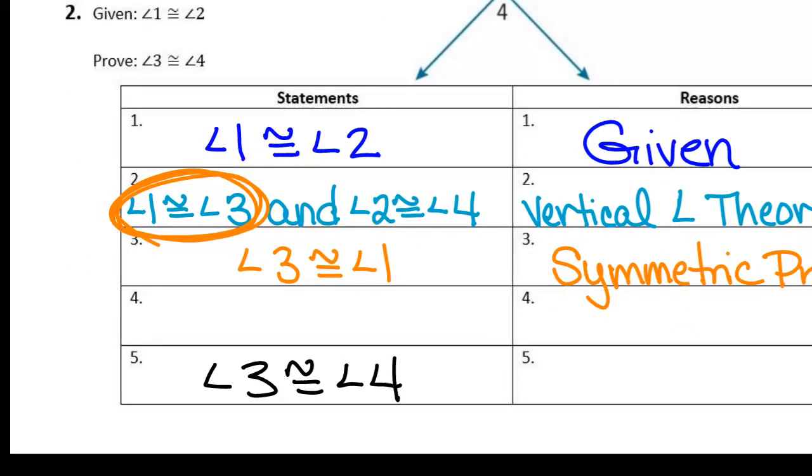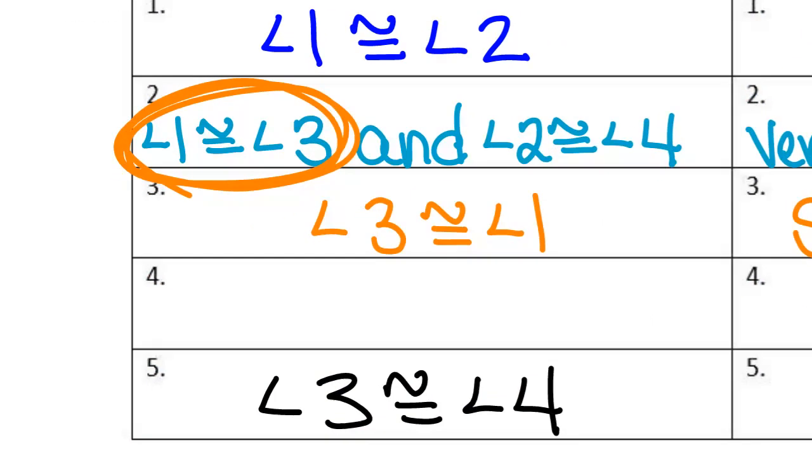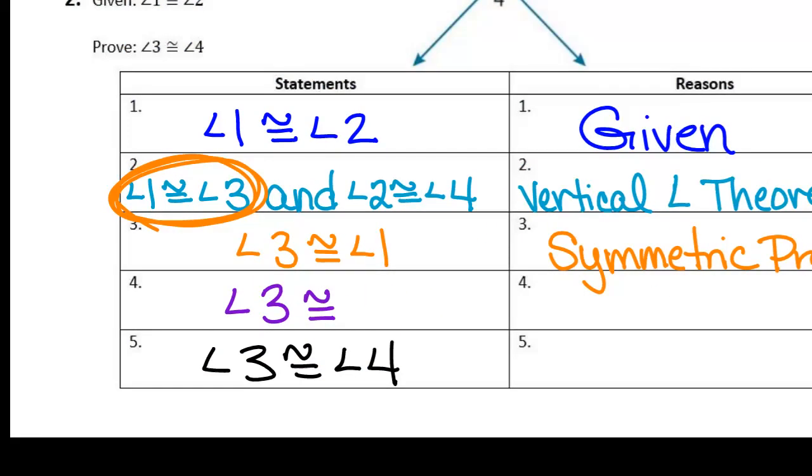Symmetric property. All right. I want angle 3 to stay on the left-hand side. So I know in my next statement, angle 3 is going to be on the left with a congruence. I don't want angle 1 here. What do I want? I want angle 4.